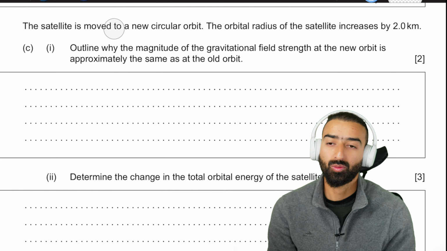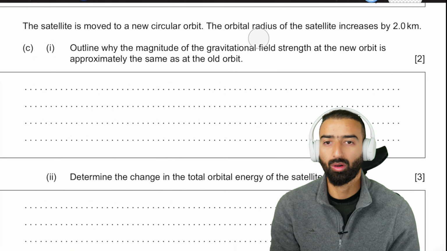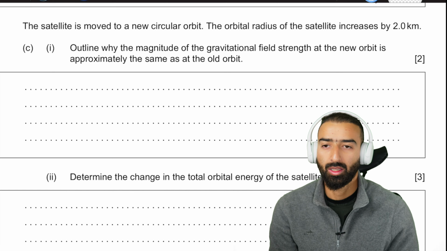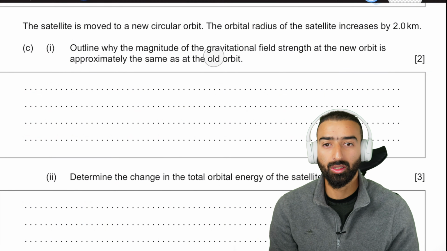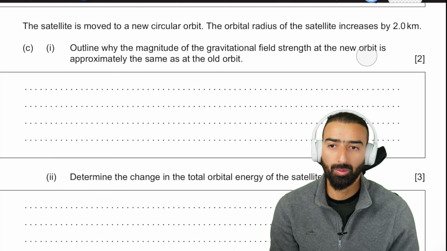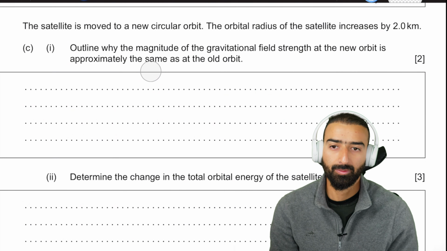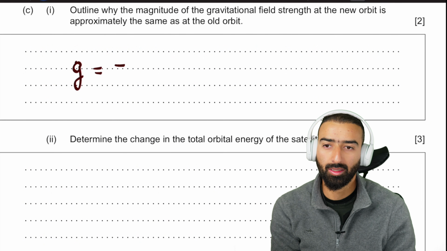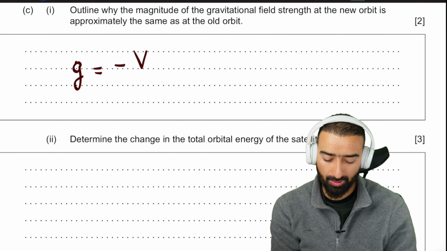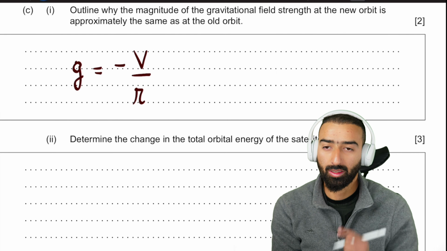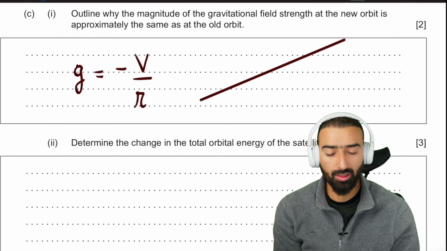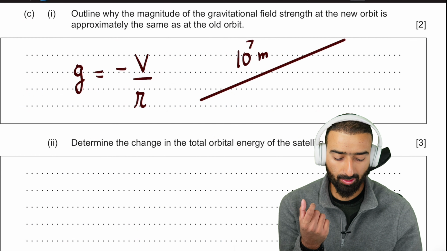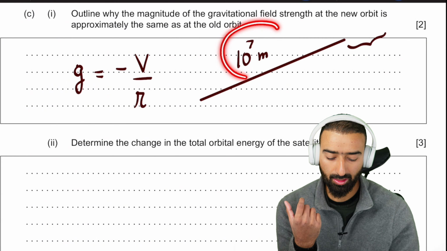The satellite is moved to a new circular orbit. The orbital radius of the satellite increases by 2 kilometers. Outline why the magnitude of the gravitational field strength at the new orbit is approximately the same as the old orbit. We know that the equation for the gravitational field strength is negative the gravitational potential over the radius. The original radius was about 10 to the 7 meters, and we are increasing its radius by a tiny amount as compared to the original radius.